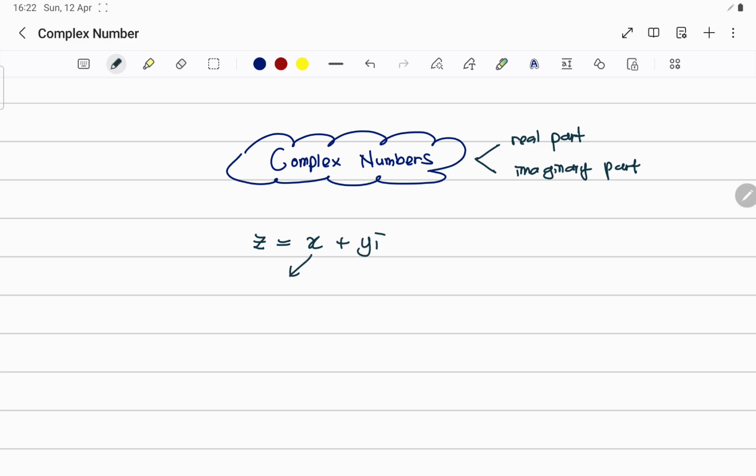Here x is the real part, usually represented as Re z, the real part of z, and y is the imaginary part of z, which is the complex number, and we represent it using Im z. We can write the complex number z equal to x plus yi, and this is actually the Cartesian form.